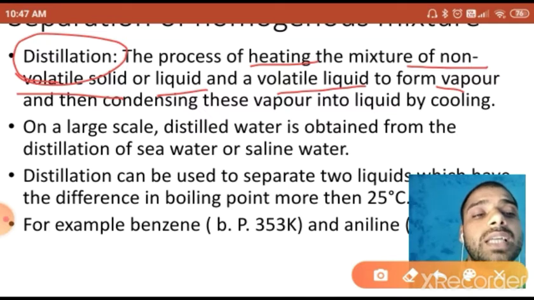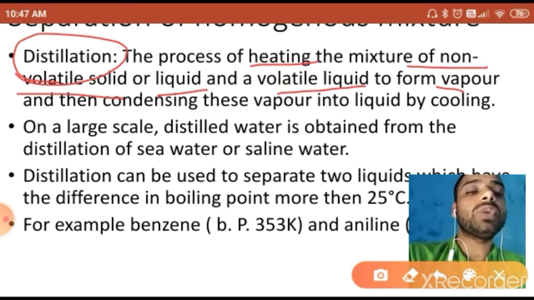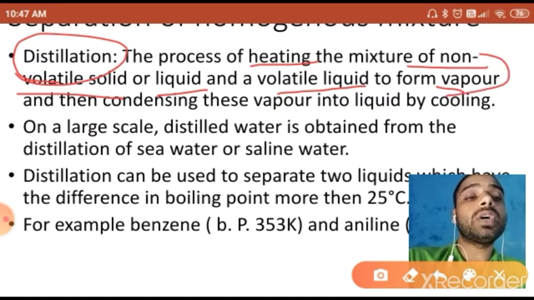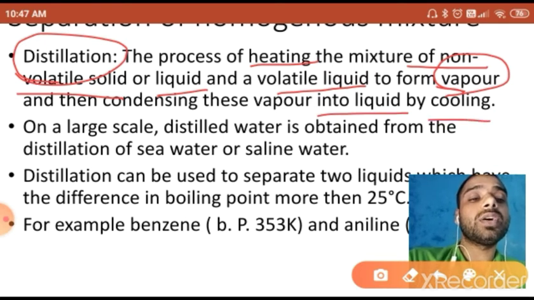It is essential that you heat the mixture to change it into vapor, and then you have to condense this vapor into liquid by cooling. How would the condensing process occur? By cooling. So it is important. First of all, you have to heat the mixture to form the vapor, and after that you have to cool it so that the vapor will condense and give you the liquid. Okay? So that is distillation.